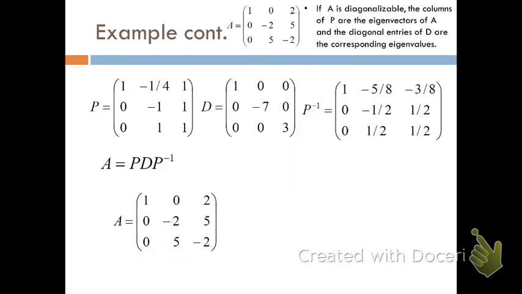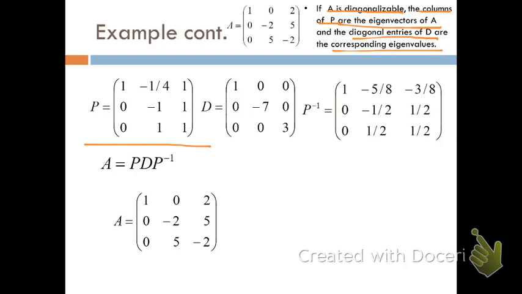So now let's revisit our diagonalization theorem. It tells us if A is diagonalizable, and keep in mind, we found that it was diagonalizable in the last slide because it had n distinct eigenvalues, then the columns of P, which we just saw, are the eigenvectors of A, which is what we've just shown here. And the diagonal entries of D are the corresponding eigenvalues.